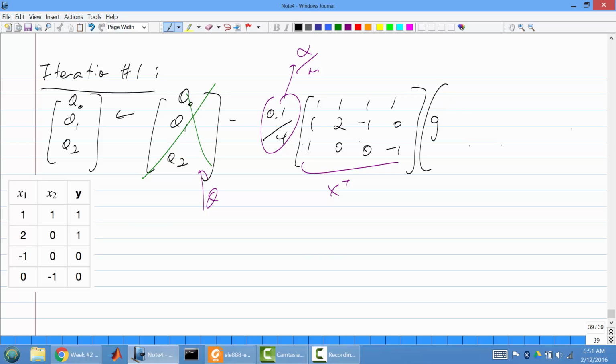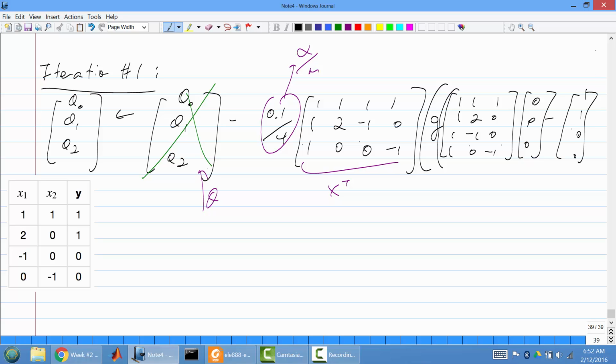And then finally we just simply write out the matrix by itself. So we have g of the matrix with rows 1, 1, 1, 1, 2, 0, 1 minus 1, 0, 1, 0 minus 1. Multiply this by your vector of initial parameters, so there's only 3 of them, and subtract this with the labels that you want. So this is 1, 1, 0, 0. If you take this guy as x, this guy is theta, and this guy is y.